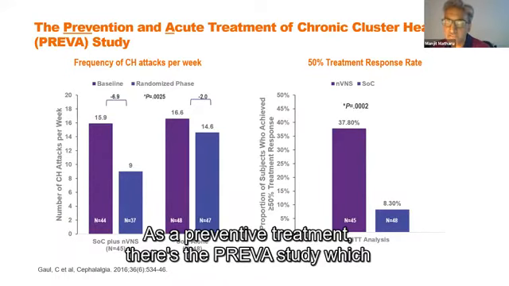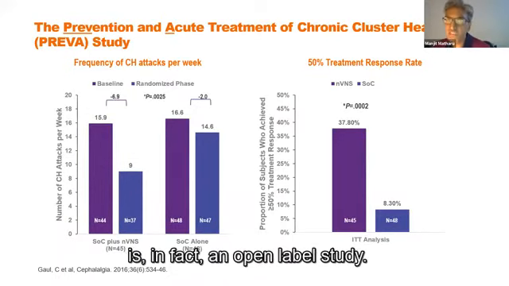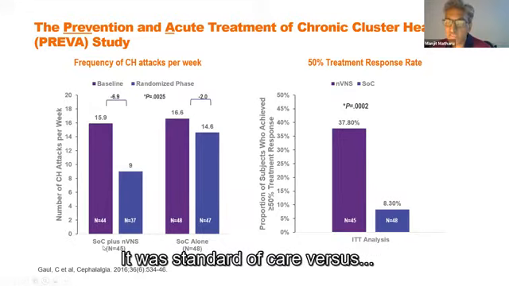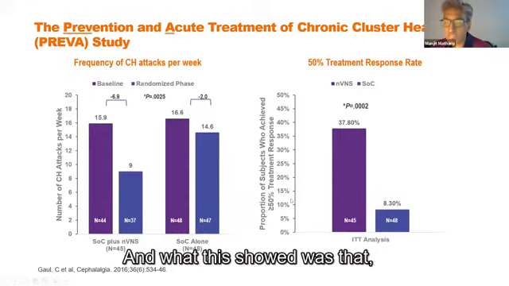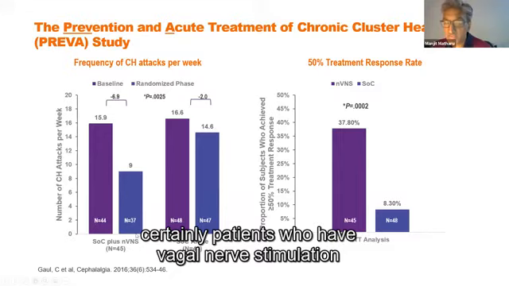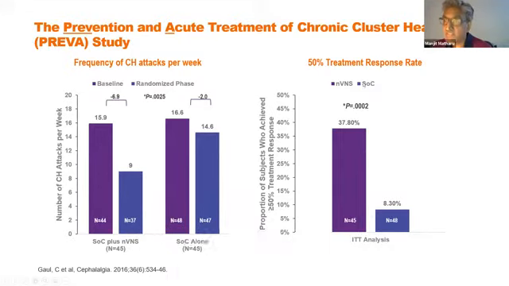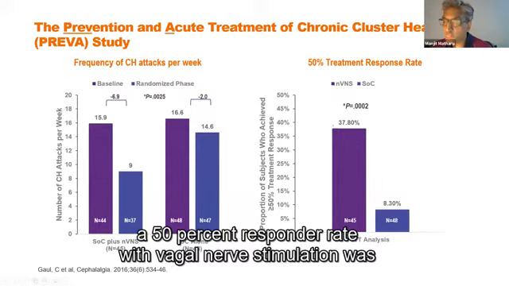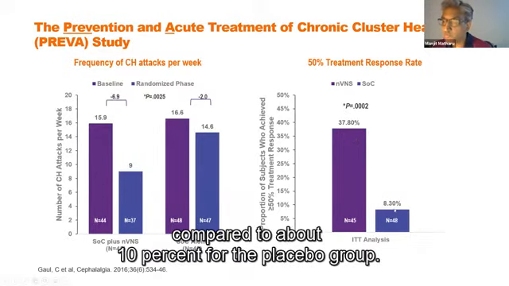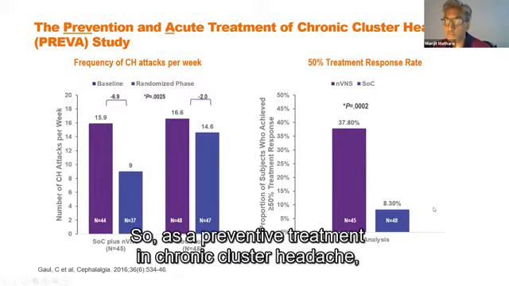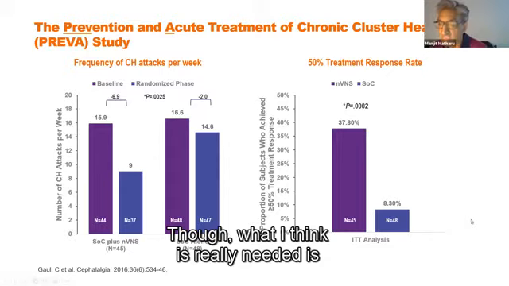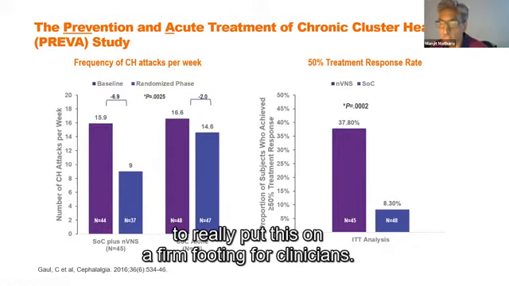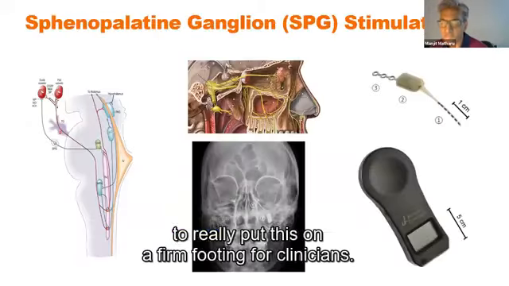As a preventive treatment, there's the PREVA study, which is in fact an open label study. It was standard of care with vagal nerve stimulation versus standard of care alone. And what they showed was that patients who have vagal nerve stimulation do much better. And it turns out that the 50% responder rate with vagal nerve stimulation was in the ballpark region of about 40% compared to about 10% for the control group. So as a preventive treatment in chronic cluster headache, vagal nerve stimulation clearly has a role, though what I think is really needed is a randomized controlled trial to really put this on a firm footing for clinicians.